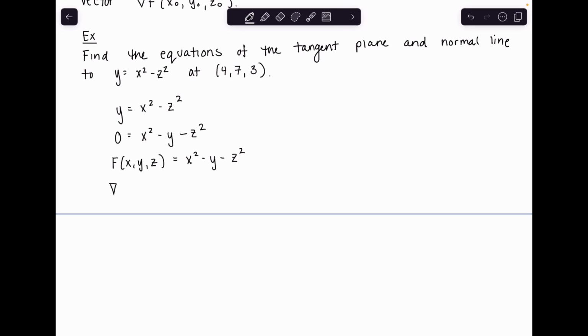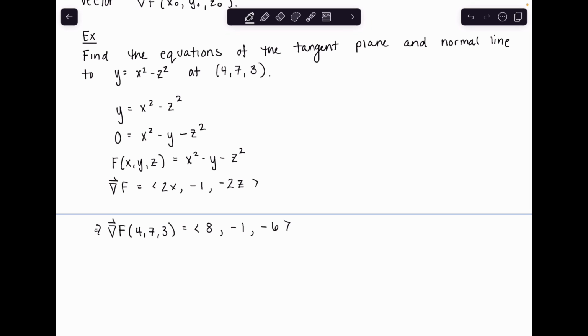So the gradient of this vector is the partial with respect to x, the partial with respect to y, the partial with respect to z. Okay. And then specifically, I'm looking at the point (4, 7, 3). So we plug in 4 for x, giving us 8. The y is just -1. And plugging in z is 3 gives us this vector. Okay.